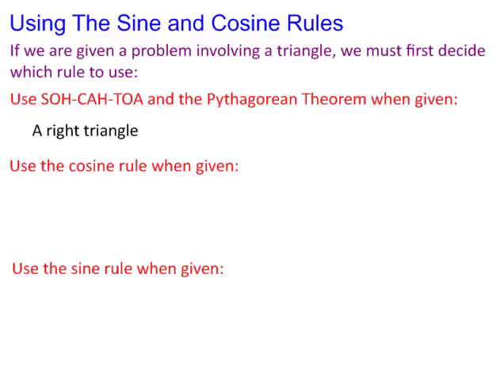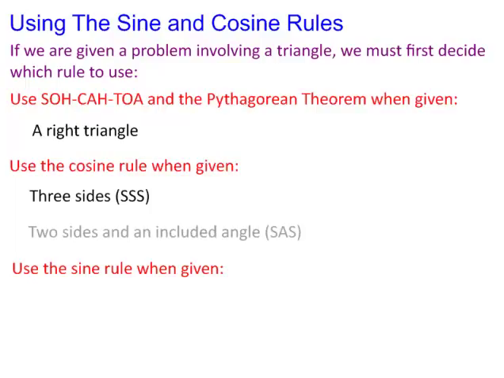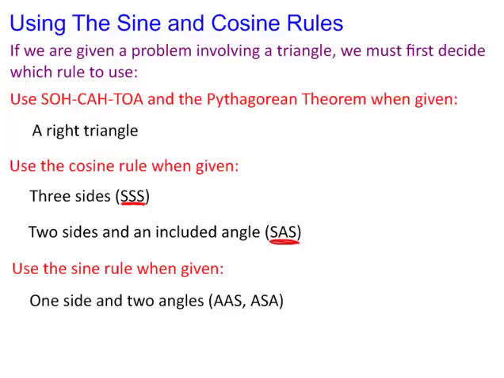If the triangle is not a right triangle, then we need to use either the sine rule or the cosine rule. We could use the cosine rule if we know three sides of the triangle, or if we know two sides and an included angle. So the side-side-side and side-angle-side conditions would be the two cases where we want to use the cosine rule. If we don't have a right triangle, a side-side-side condition, or a side-angle-side condition, then we can use the law of sines, which would require that we have one side and two angles. That would be the angle-angle-side or the angle-side-angle condition.